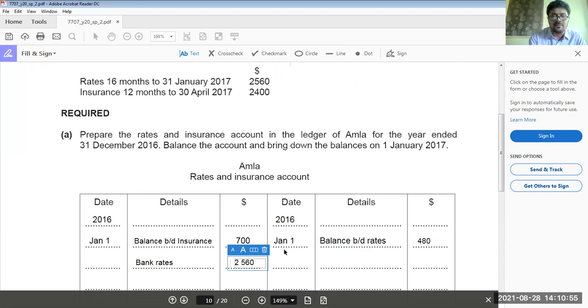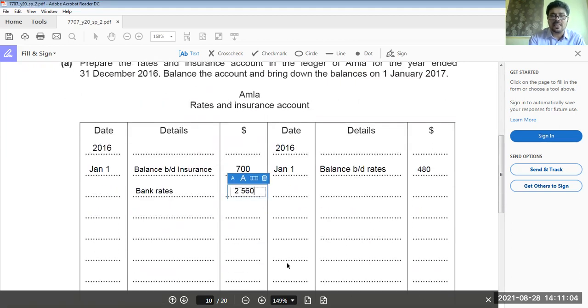Now, when we are paying for 16 months, it means 3 months you have paid for the outstanding, 12 months for 2016. Total 15 months and 1 month is prepaid for January. So that is going to appear over here. I'm working on rates first. December 31st, balance CD for rates would be 160.